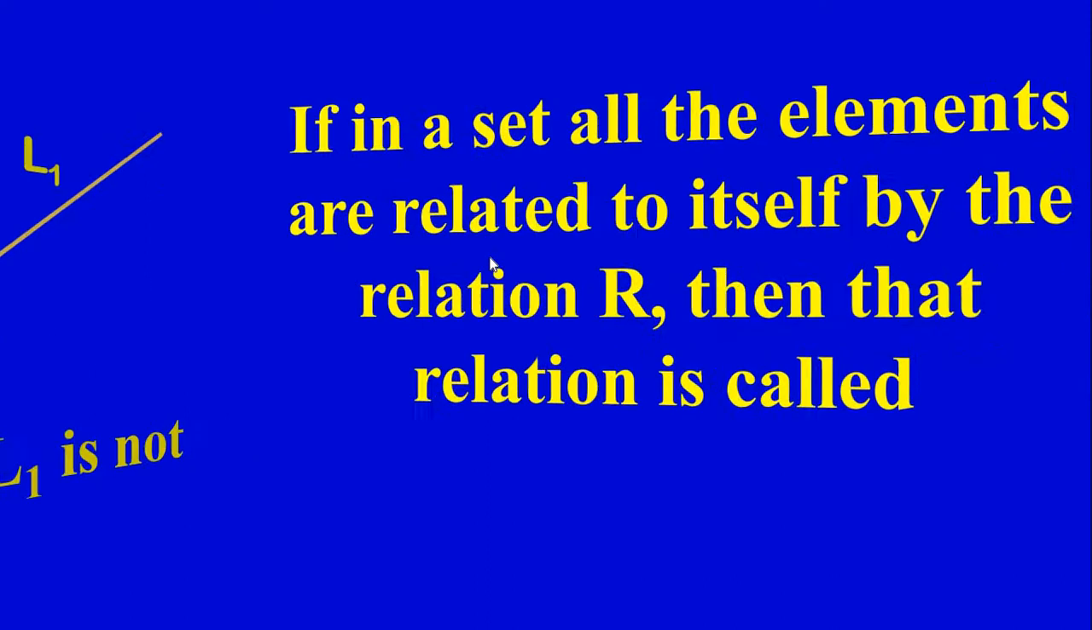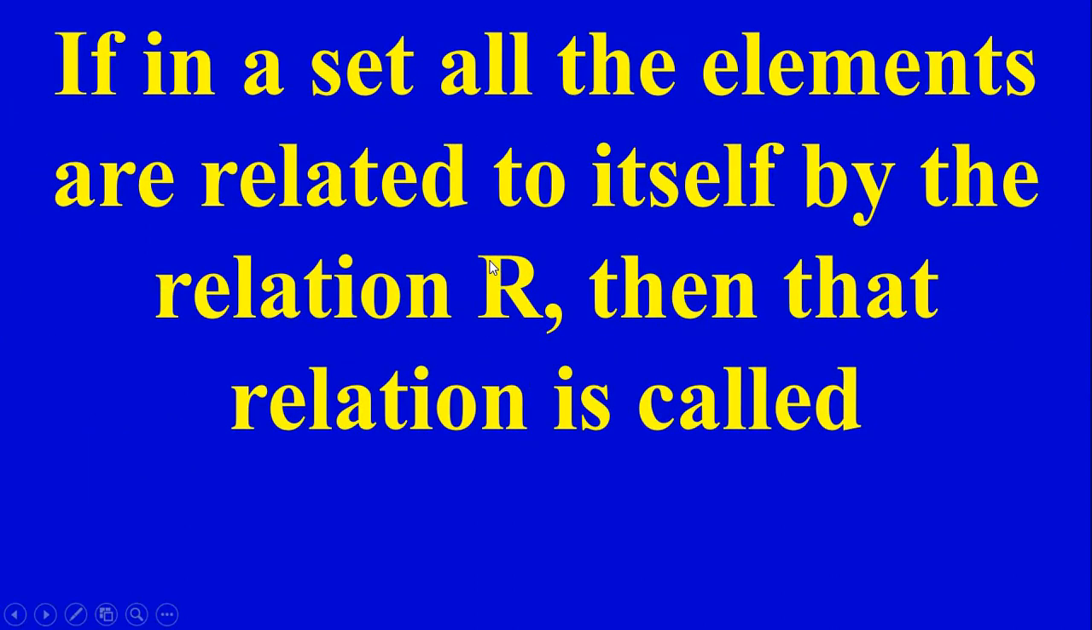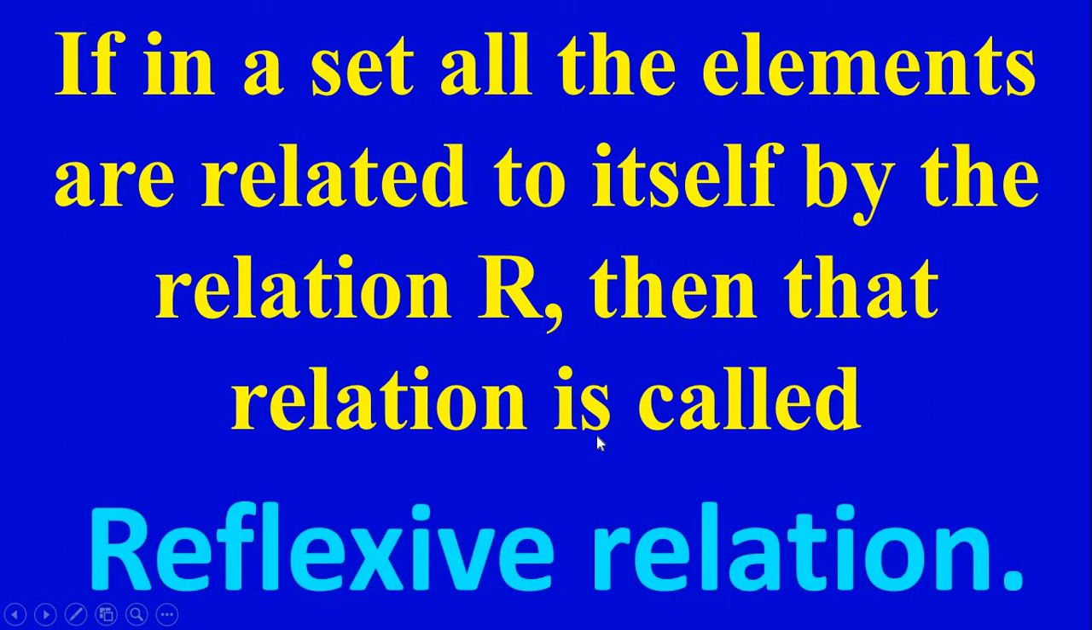So this type of relation is called a reflexive relation. If in a set all the elements are related to itself by the relation R, then that relation is called a reflexive relation. That is, every element is related to itself. So you have to verify all the elements, not some elements. All the elements are related to itself by the relation R. Then it is called a reflexive relation.